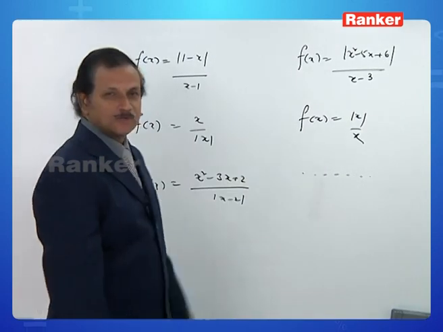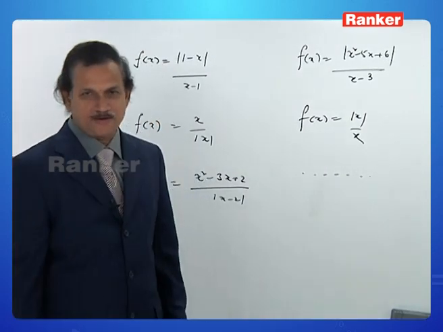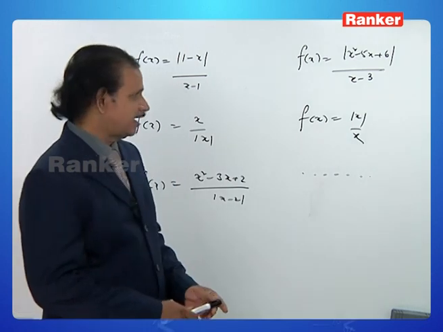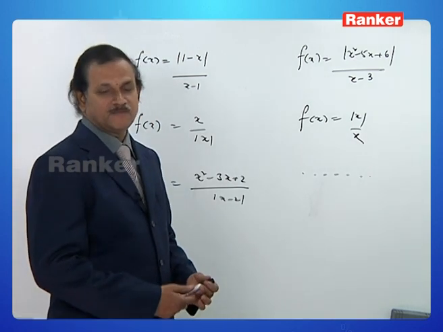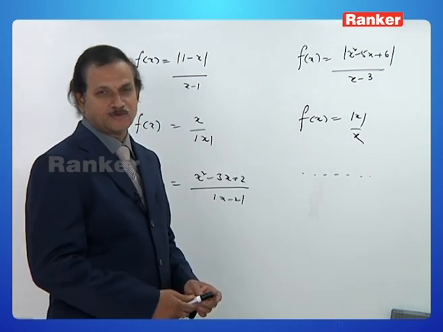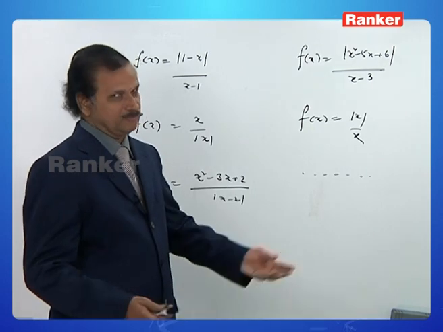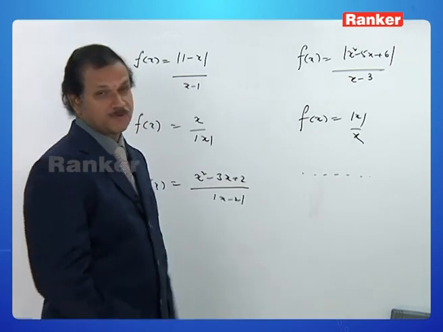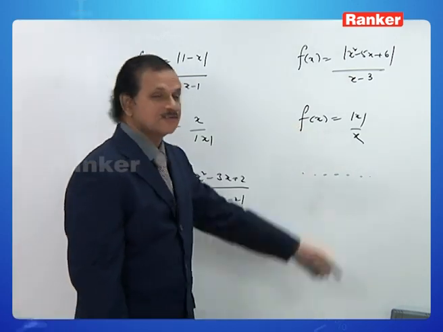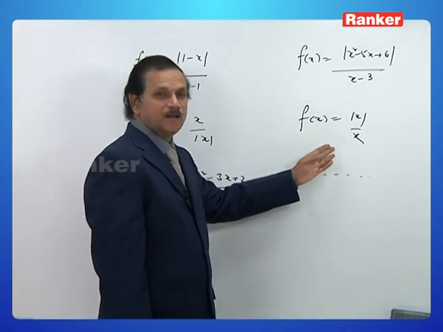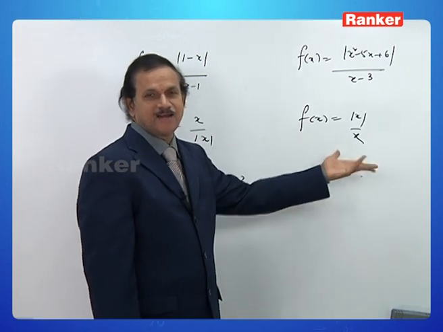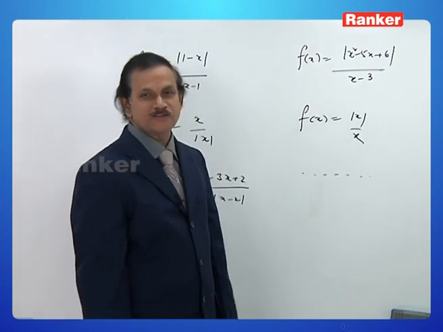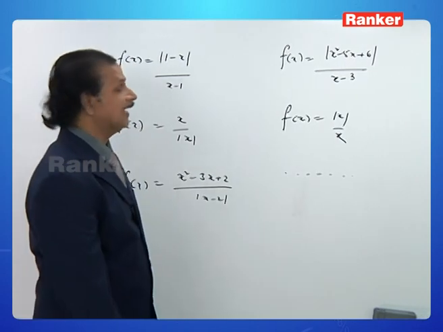Of course, f of x equal to mod x by x is very near to the signum function. What do we say about the signum function? f of x is equal to 1 if x greater than 0, minus 1 if x less than 0, 0 if x is equal to 0. If you define f of 0 is equal to 0, it becomes the signum function. It is surely discontinuous at x equal to 0. Left hand limit is minus 1, whereas right hand limit is plus 1, so it is not continuous at x equal to 0. Like that.